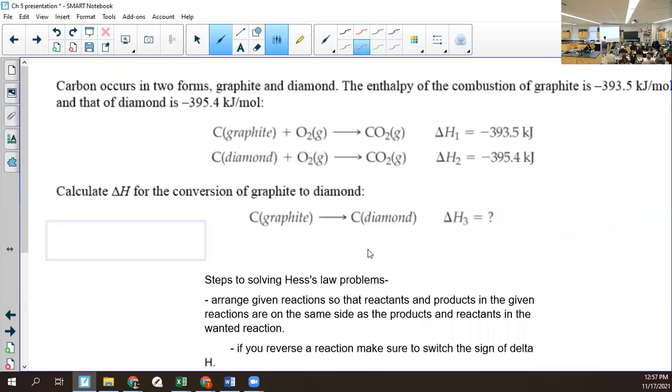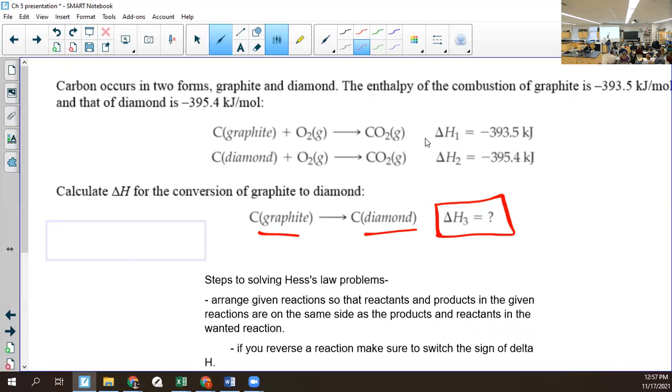Okay, here we go. Next, we have graphite going to diamond. We don't know this enthalpy, but we know graphite going to carbon dioxide and diamond going to carbon dioxide are these things. So I look right here. Graphite is on the left. Is graphite on the left up here? Yes. It only has a 1 and a 1, right? So I leave that alone.